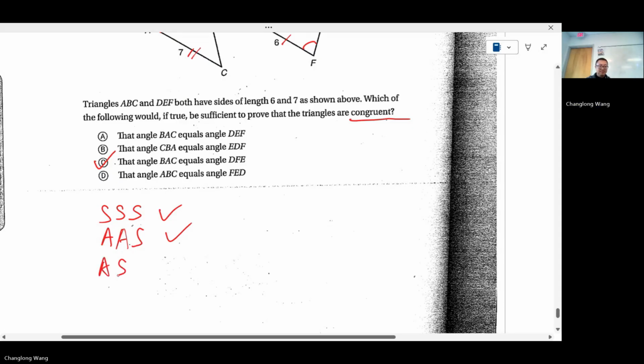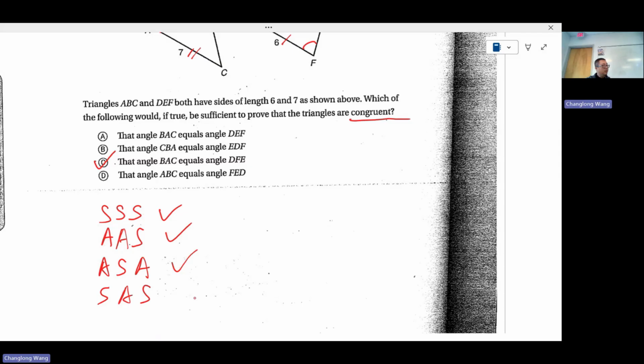ASA? Still two angles, but a side in between. Yes, it works. Now I'm running out of options. We have two angles and a side, so now I have to have one angle and two sides. So it'll be, let's say, SAS. Yes, it works.